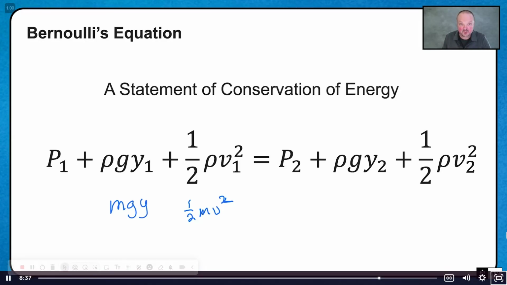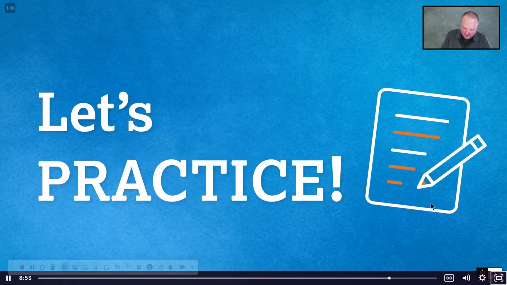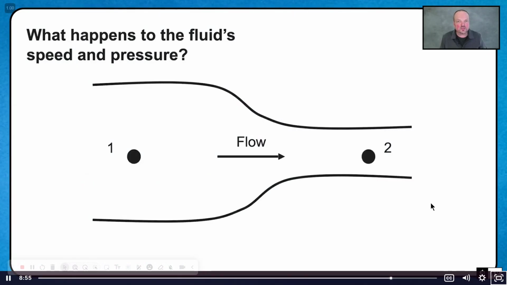Pressure 2 at position 2, rho gy2, that's the gravitational potential energy in effect at spot 2, and then 1/2 rho v2 squared, that's the moving kinetic energy at spot 2. So if we were to do a quick practice and look at that question again, what happens to the pressure and the speed as the pipe narrows? Well, I know according to the continuity equation that the speed is going to increase with a decrease in cross-sectional area. I also know, according to Bernoulli's equation, that as the speed increases, the pressure decreases.